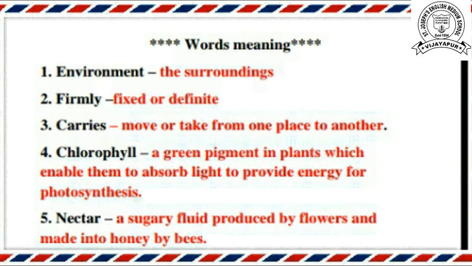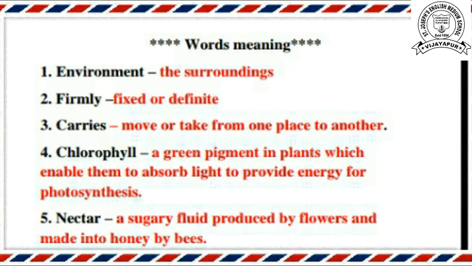Means it can move from one place to another. Now the fourth one, chlorophyll. Chlorophyll means a green pigment in plants which enables them to absorb light to provide energy for photosynthesis. Chlorophyll is very important for photosynthesis, that is, in the preparation of food. Chlorophyll is green, and because of that chlorophyll all leaves are green in color.